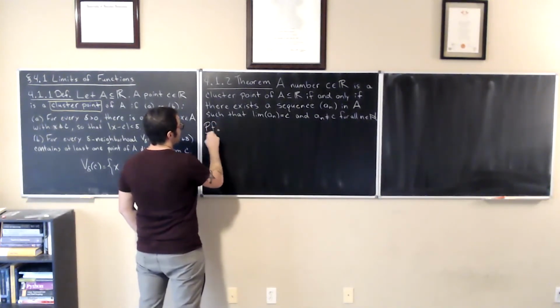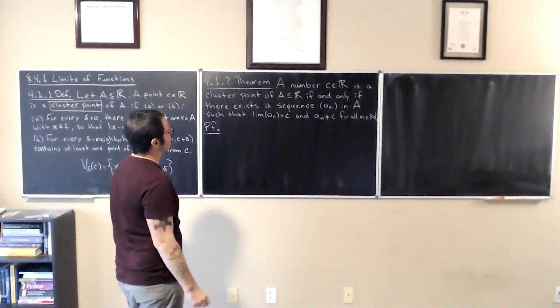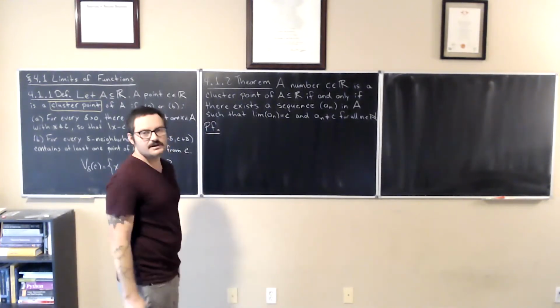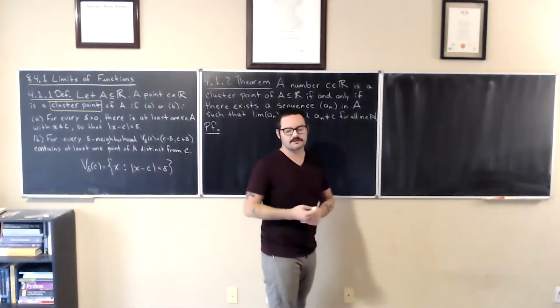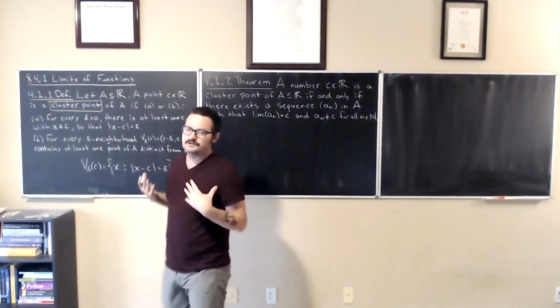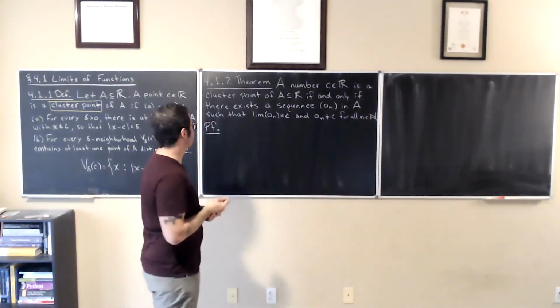Proof. Okay, so first we're going to suppose that C is a cluster point of A, and then show that there is a sequence that converges to C that is different than C. So the way that I'm immediately thinking is that we're going to construct such a sequence.